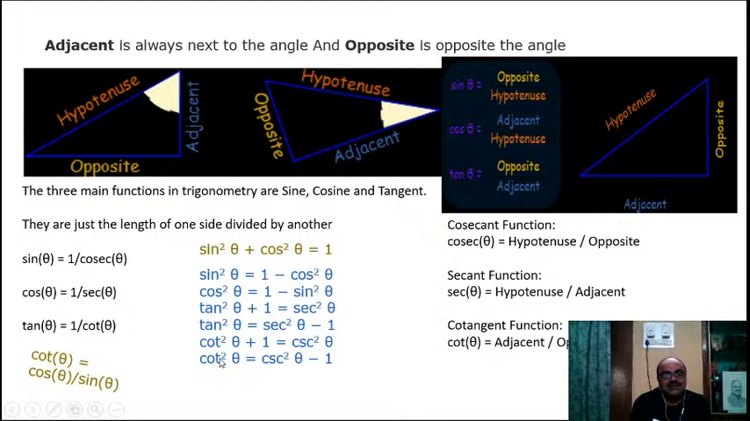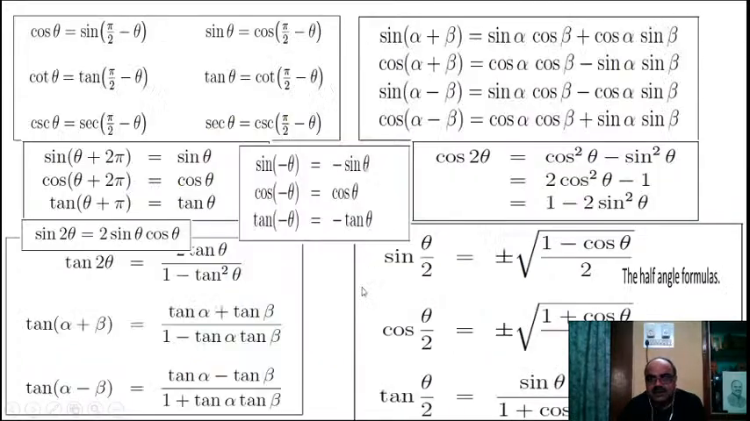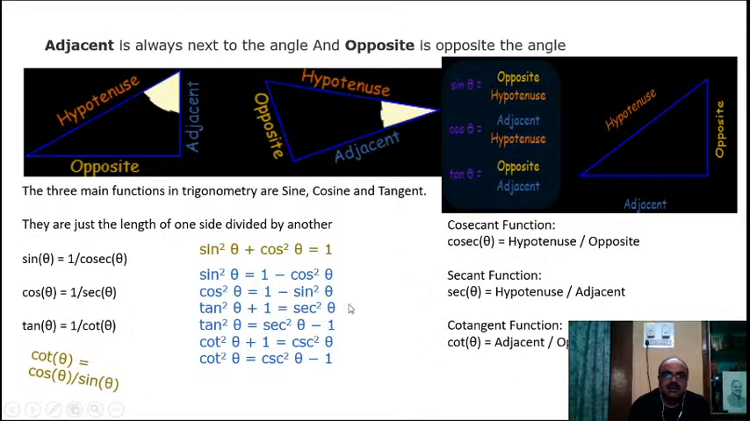Friends, other than this, we have other identities. These fundamental formulas have been derived very systematically. I have one more relation before we go on. One is cot theta is cos theta by sin theta. Similarly, tan theta is sin theta by cos theta.